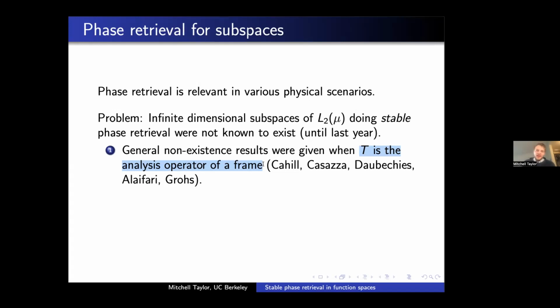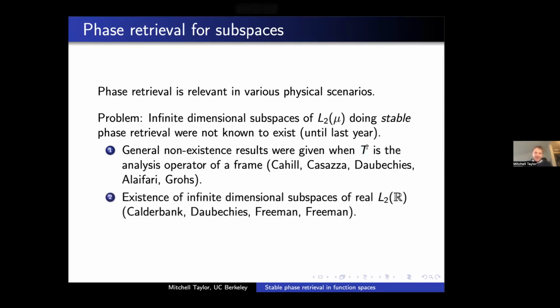But even for continuous frames, it's been shown that stable phase retrieval is impossible. And this is one of the reasons why the problems in infinite dimensions weren't studied. But as I'll try and convince you, if you replace the analysis operator of a frame by the Fourier transform, then not only is this physically relevant in some situations, but it's completely possible to do stable phase retrieval.